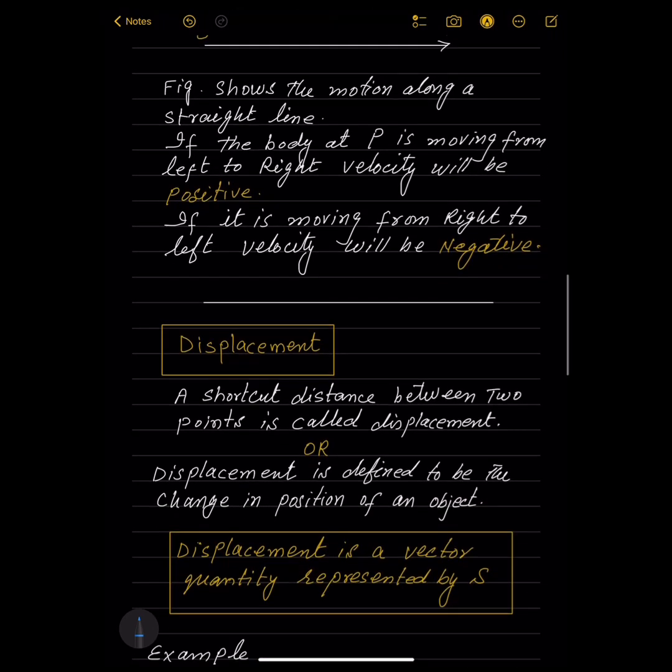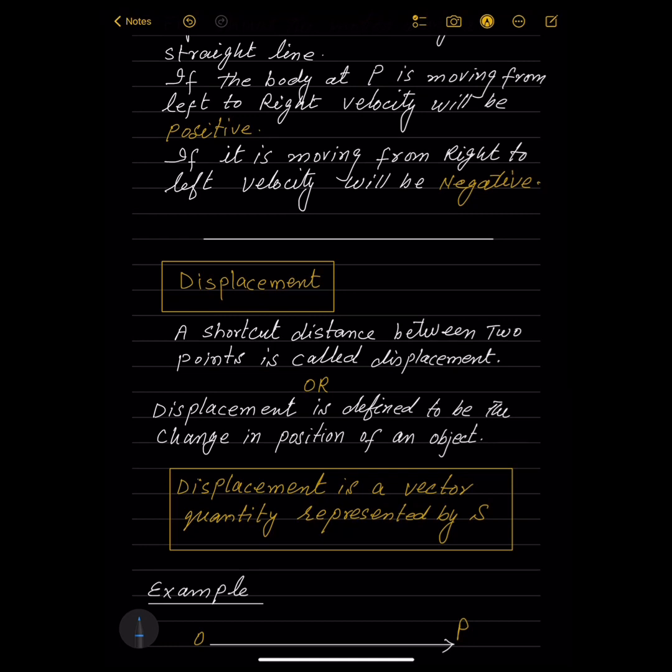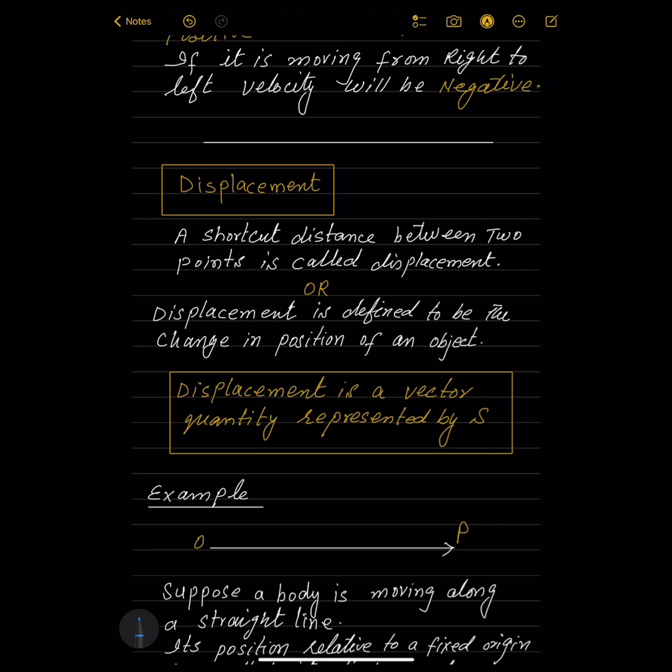Next, the definition of displacement. Displacement is a vector quantity. A very brief definition of displacement: the shortest distance between the 2 points is called displacement. Or another definition for this: displacement is defined to be the change in position of an object.